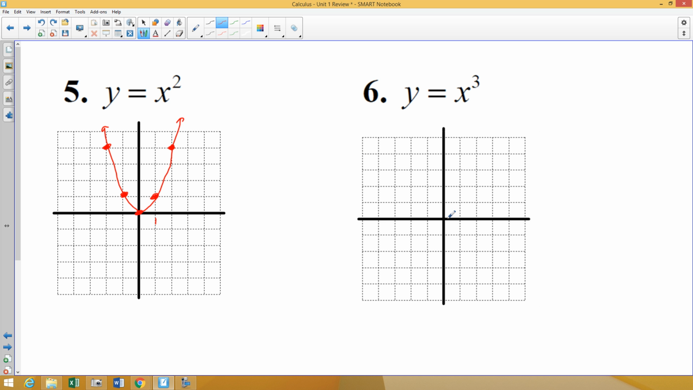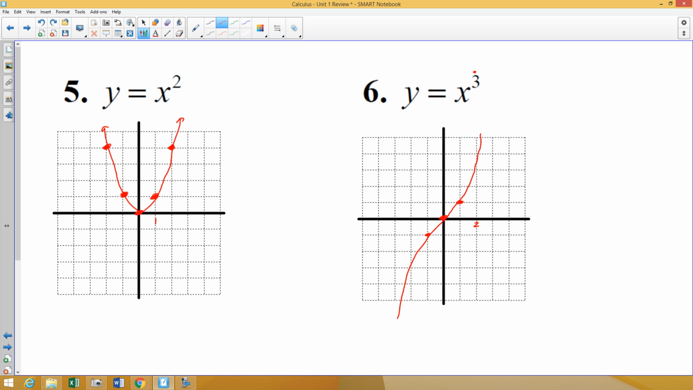X cubed, 0 cubed is 0, 1 cubed is 1, 2 cubed is 8, which is, I'm maxing out at 5, so 2 cubed is going to be like somewhere way up there. -1 cubed is -1, -2 cubed is way down here off the graph. So when you're connecting that, you do need to be aware that at 2 and -2, you should be at 8 and -8 values. So don't come in and do something like this.